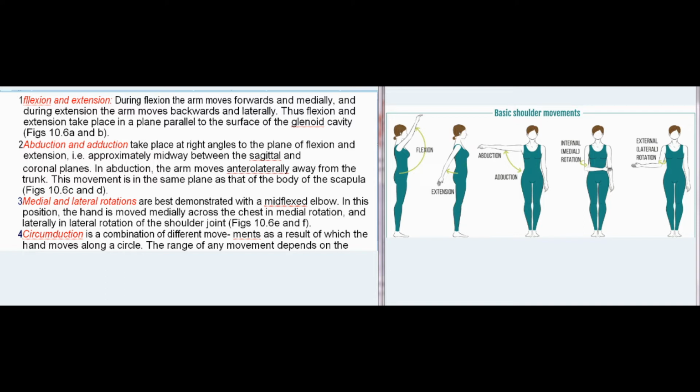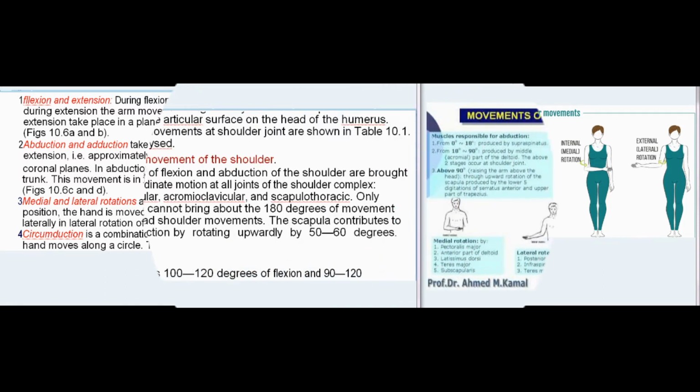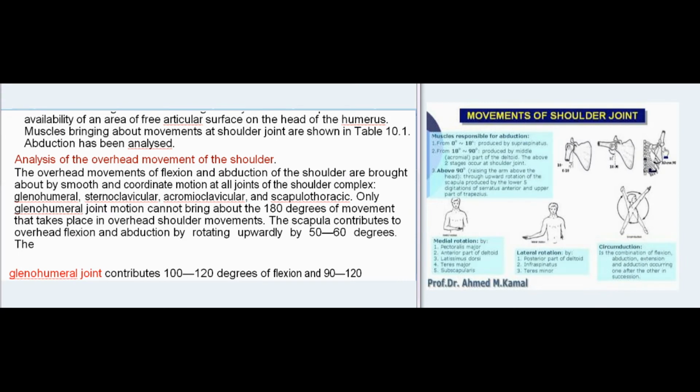4. Circumduction is a combination of different movements as a result of which the hand moves along a circle. The range of any movement depends on the availability of an area of free articular surface on the head of the humerus. Muscles bringing about movements at the shoulder joint are shown in Table 10.1.